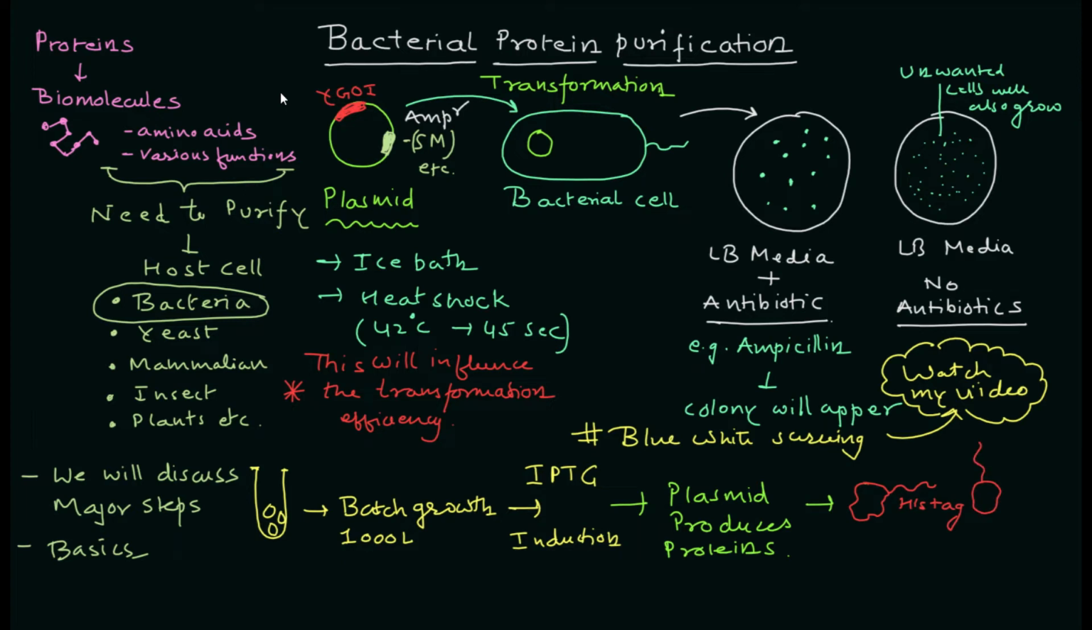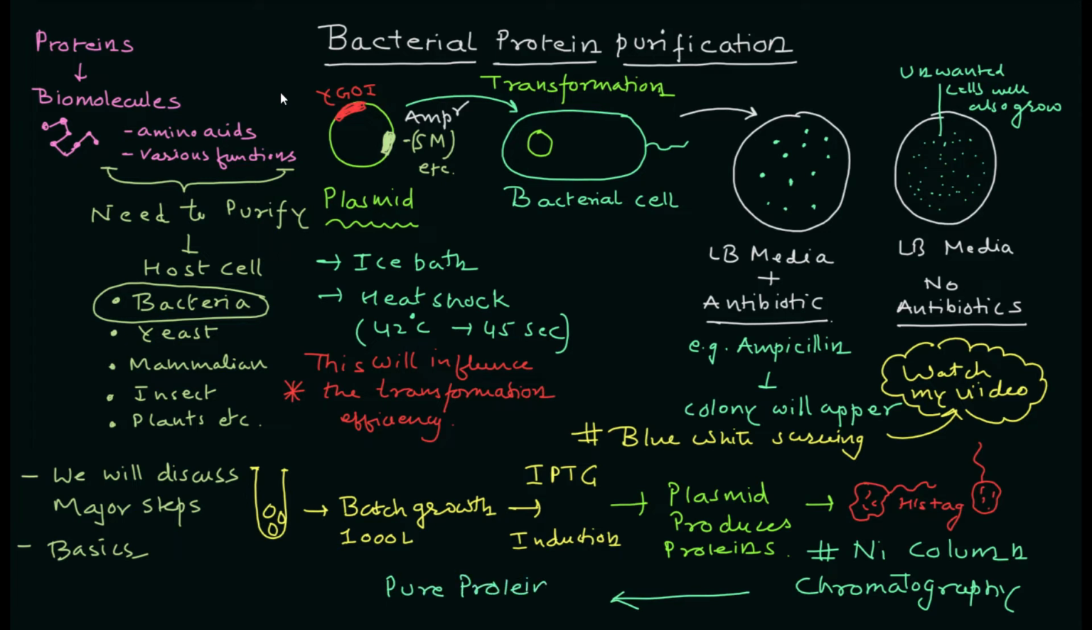If you have the His tag with the gene of interest that you're looking for, then you can simply use nickel column chromatography to purify the protein. After that, the protein will be purified, and the status of the purification can be checked by SDS-PAGE. SDS-PAGE will tell you how much protein you have.